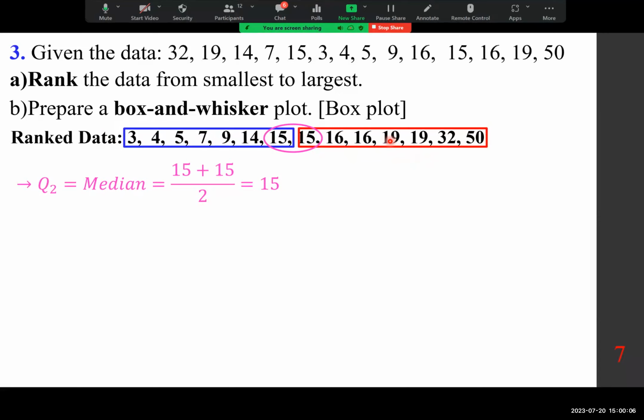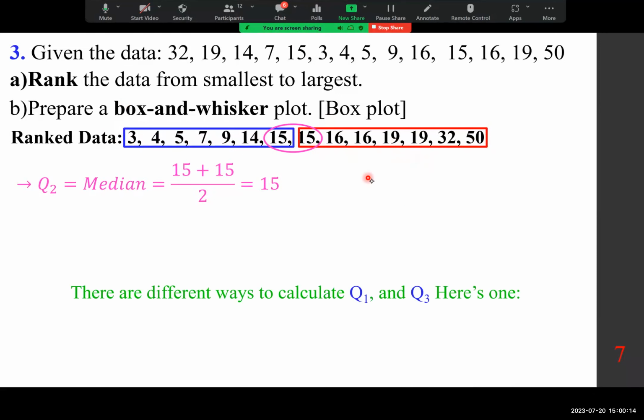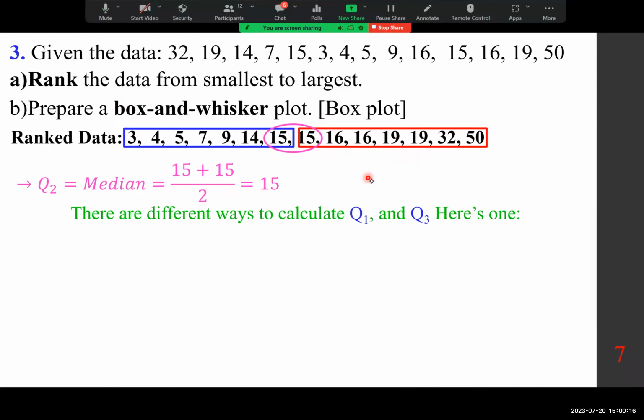N in this case, if you count them, the size is 14 pieces of data. There are different ways to calculate Q sub 1 and Q sub 3. Q2 is very simple, there's no way around it. But for Q sub 1 and Q sub 3, we can go with the locator. N is 14, and the locator has the formula L is K over 100 times N. Basically, for Q sub 1, K is 25%.